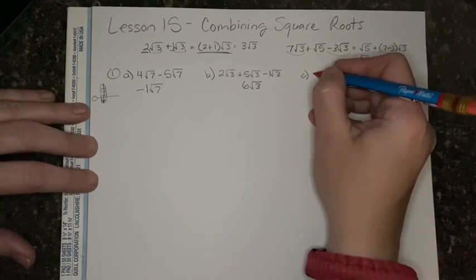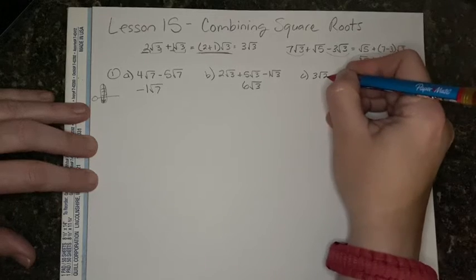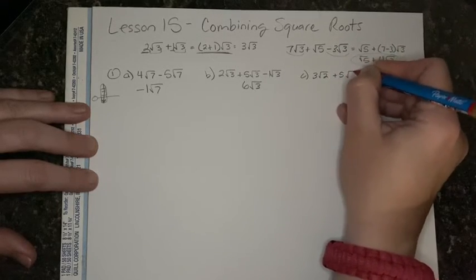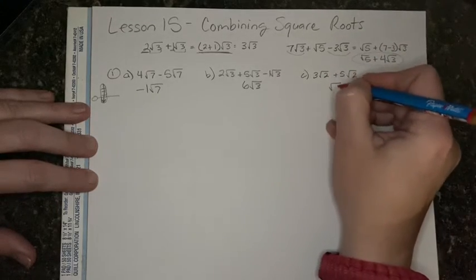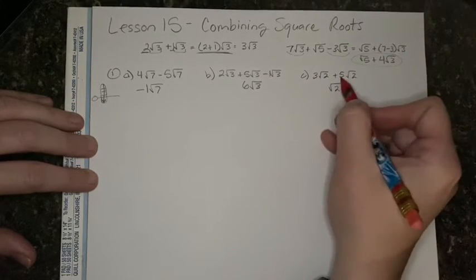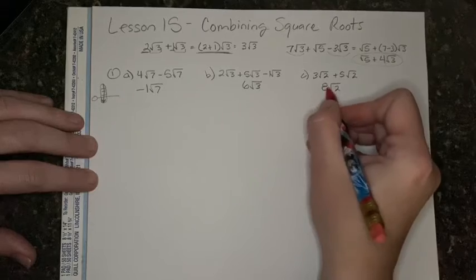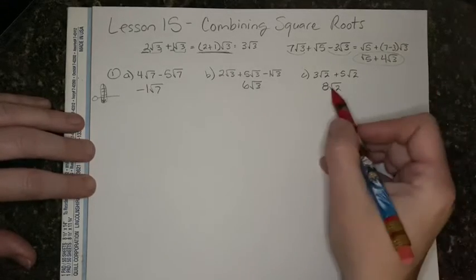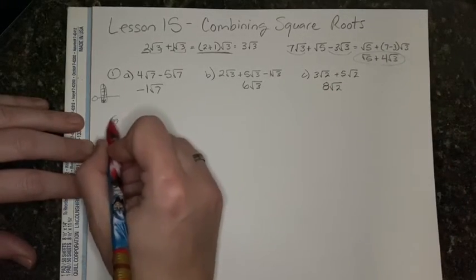Part C. 3 times the square root of 2 plus 5 times the square root of 2. Again, our answer is going to have a square root of 2. 3 plus 5 is how much? 8. Our answer is 8 times the square root of 2.